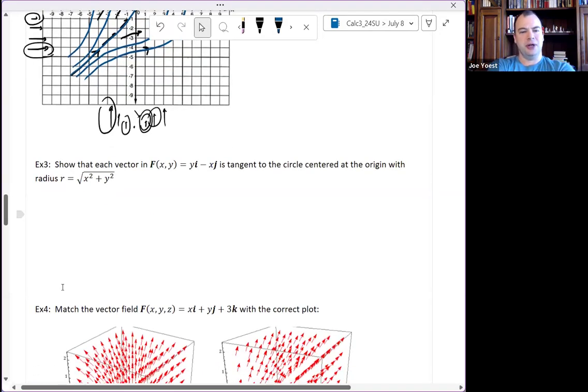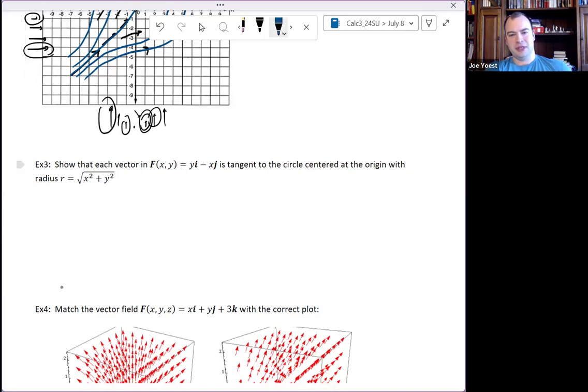All right, let's look at an example here, and this is going to be more of an algebraic example, although it's motivated by geometry. Let's show that each vector in this particular vector field, F of x, y equals y i minus x j, is tangent to the circle centered at the origin with radius r equals root x squared plus y squared. What does this picture look like? So again, F is y comma negative x. Its horizontal component is y, and its vertical component is negative x.